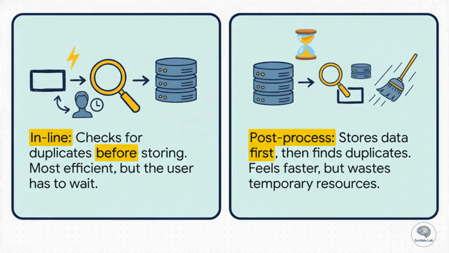Now, like with most things in engineering, there's a trade-off in how you do this. You can do inline, which is kind of like a super neat chef who cleans as they go. It's really efficient for the system, but your upload might feel a little slower because it's checking for duplicates first. Or you can do it post-process. This is like the chef who just wants to get the food out the door fast, makes a huge mess, and then cleans it all up later. The user gets a faster upload, but the system temporarily uses more space and bandwidth in the background.